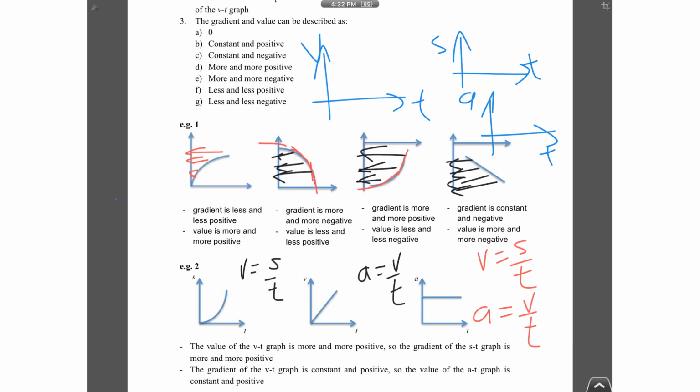So very importantly, do not mix up gradient and value. Gradient, you look at slope. Value, you look at y-axis. Do you understand?